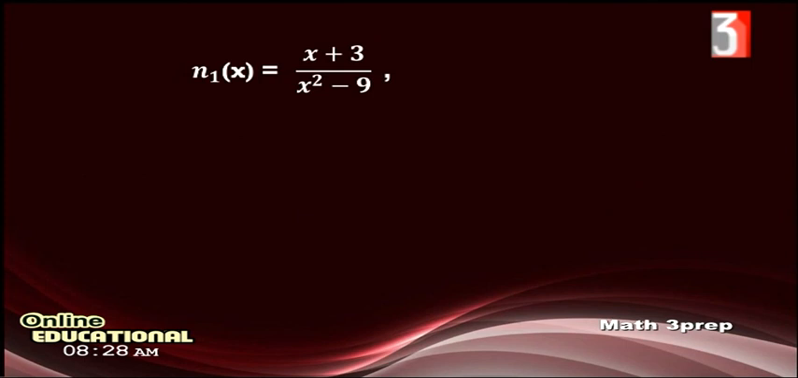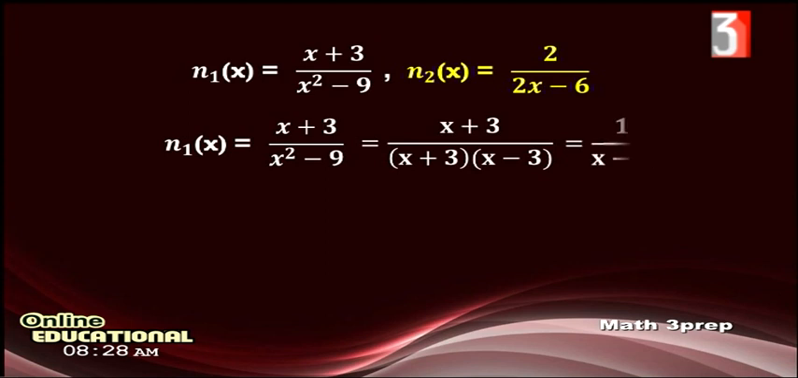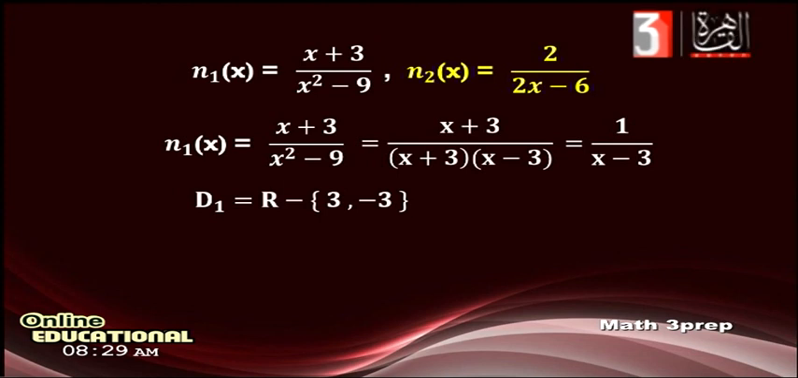First of all, you are going to notice that in N1(x) equals (x plus 3) over (x squared minus 9), x squared minus 9 can be factorized. So it is x plus 3 over the difference between two squares, so it is (x plus 3)(x minus 3). Try first, before reduction, to find the domain. So the domain will be R minus {3, negative 3}. And by reducing like terms, x plus 3 with x plus 3, you are going to obtain a result of 1 over (x minus 3).